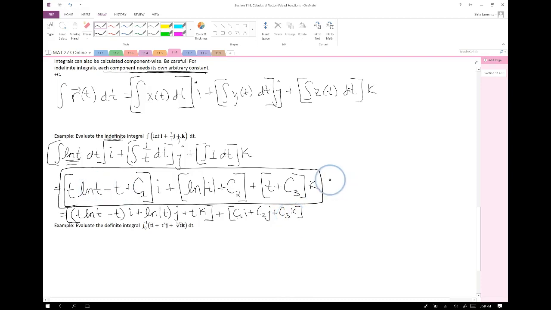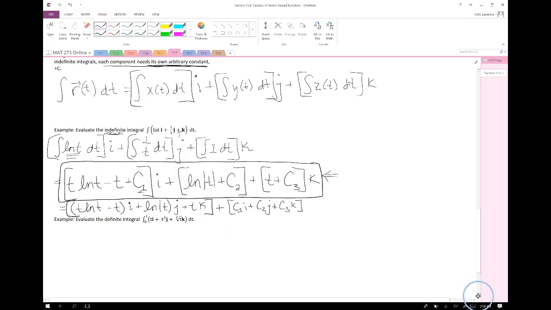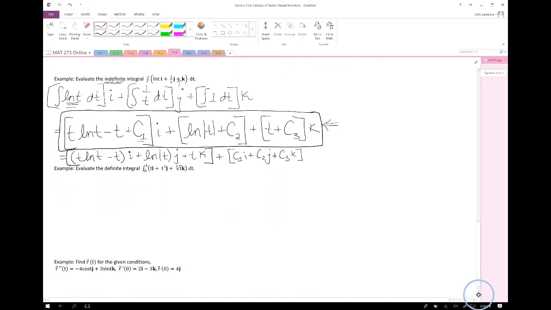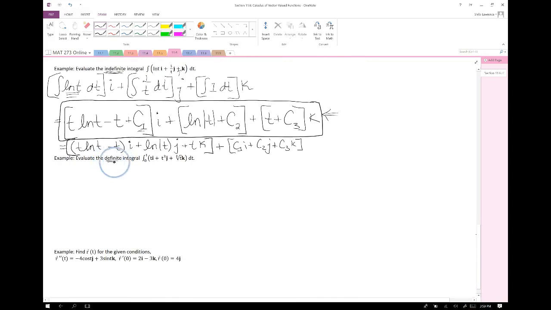I prefer this way that I boxed, because when we actually use this for some calculations later on, it's going to be nice to have those arbitrary constants in with those functions and only have to work with one vector. So the second way, it's like we've got 2 separate vectors. For our next example, we're going to do a definite integral. And what that means is we have values to plug in.